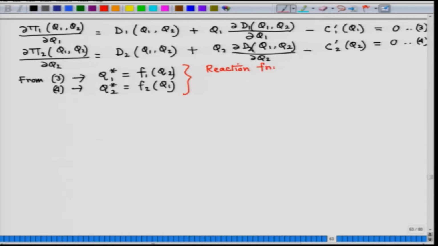Okay. So, from the 3 equation or first order condition we get the reaction function of farm 1, and from the first order condition number 4 or expression number 4 we get the reaction function of farm 2, right. So, as reaction function plays a very important role in finding oligopoly equilibrium, let us have a formal definition of that to get our understanding clear.